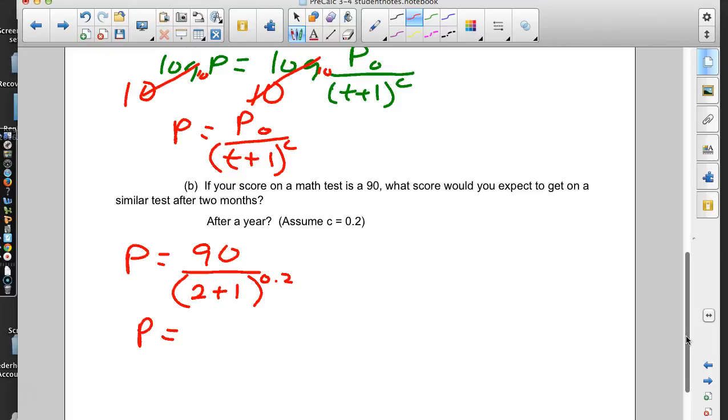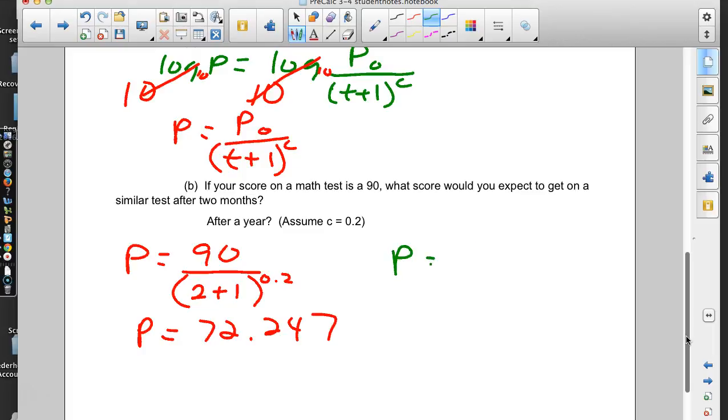So go ahead and crank that out for me. What's your new score going to be after 2 months of not doing this? Instead of 90, what will you get? Okay. 72. So after 2 months of not working with the stuff, you're going to get about a 72.47. What's the point of a final then? To force you to remember that information.